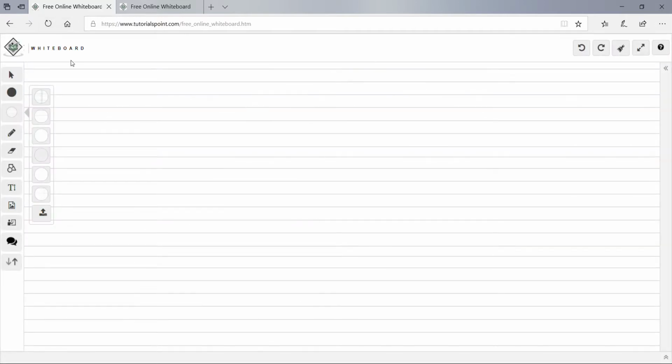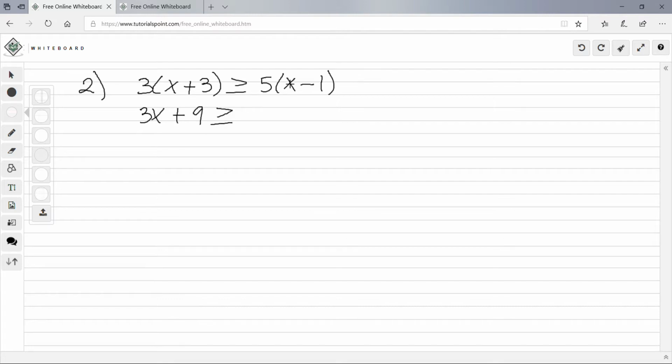Number 2. So we get 3 times x plus 3 is greater than or equal to 5x minus 1. First step, what I'm going to do is distribute on the left and right. So 3 times x is 3x, 3 times 3 is 9, so 3x plus 9 is greater than or equal to, and then 5 times x is 5x, minus 5.